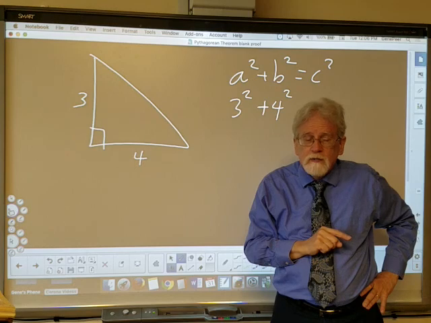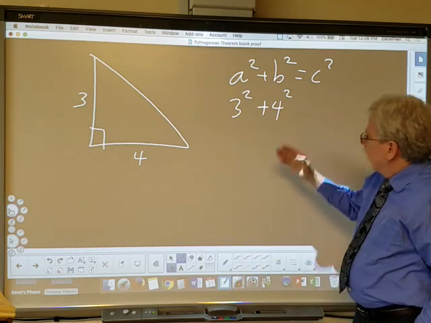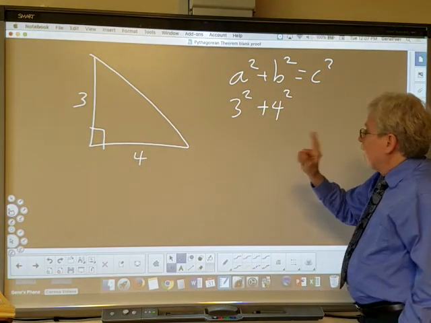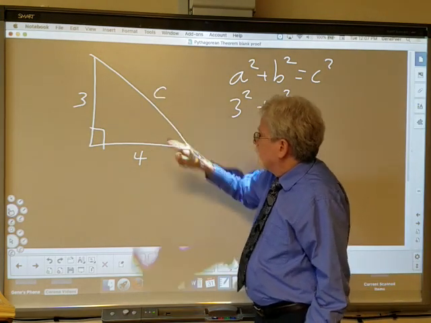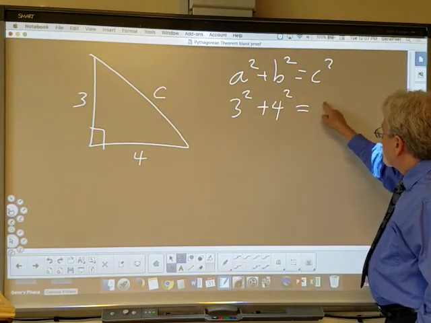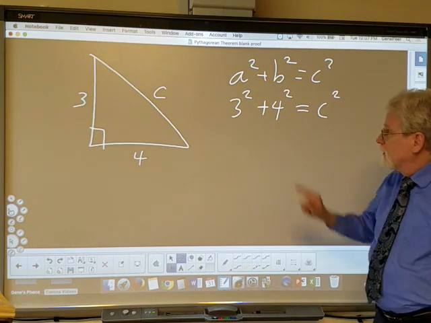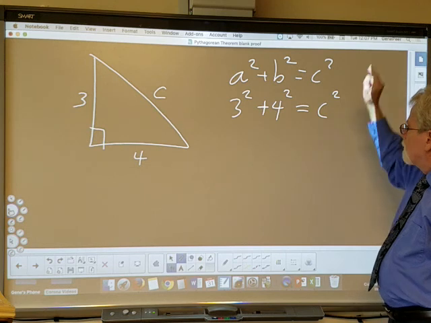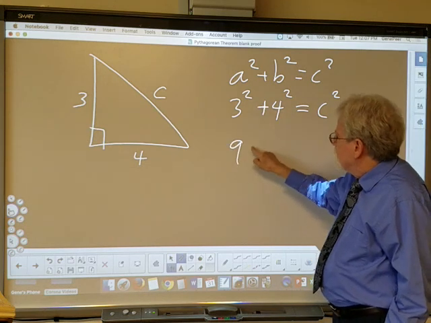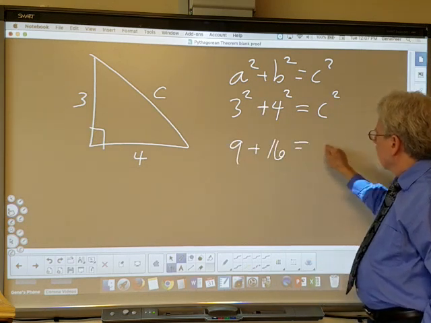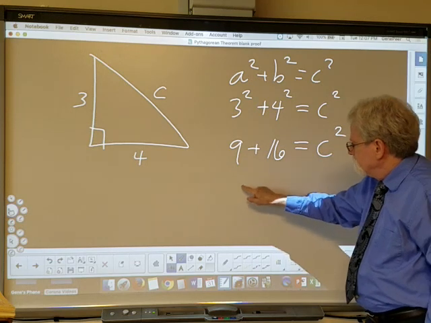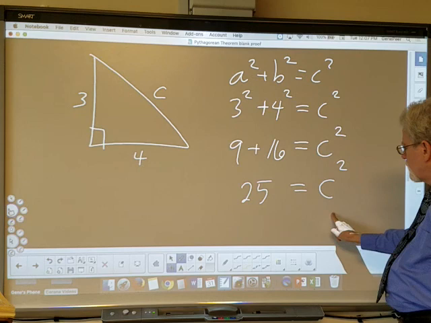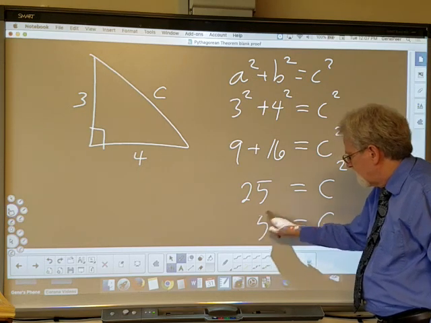No, it's commutative. So the commutative property says it doesn't matter where the 3 and the 4 go, as long as your hypotenuse is the C value. That's critical. These have to be the legs in any order. This has to be the hypotenuse. We're looking for the hypotenuse. 3 squared is 9, 4 squared is 16. 9 plus 16, 25? Yes, 25. If that's c squared, then what's c? C would be 5. We're done.